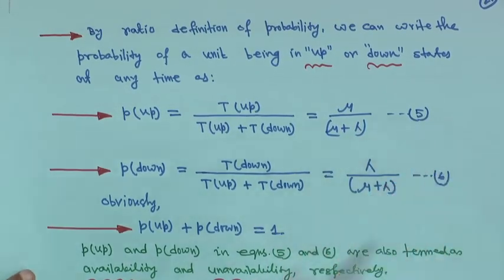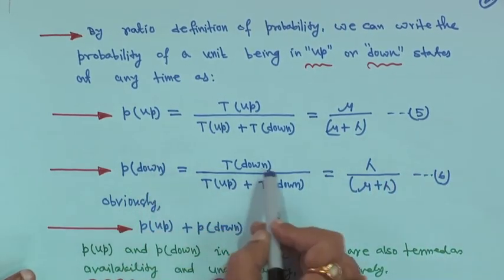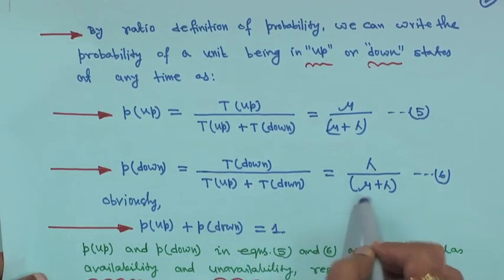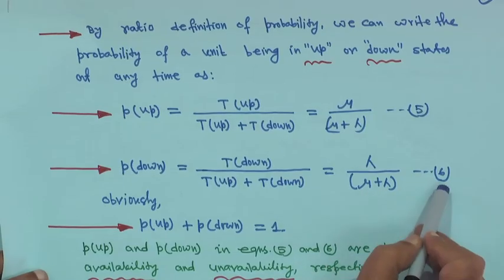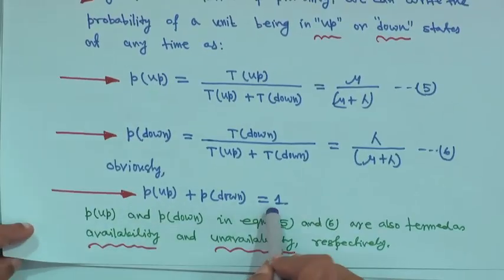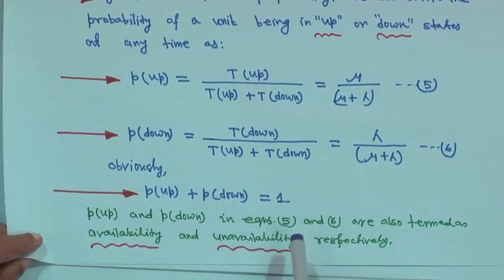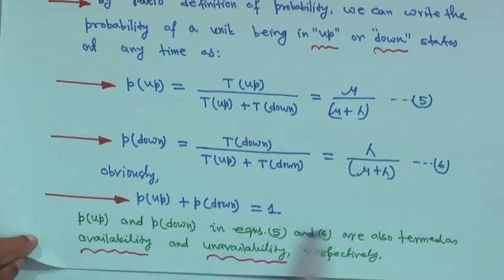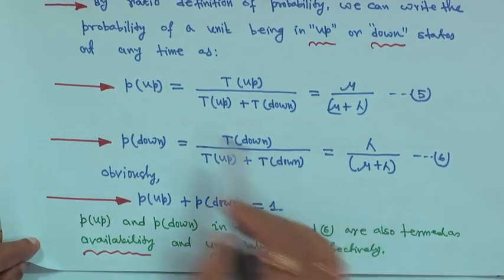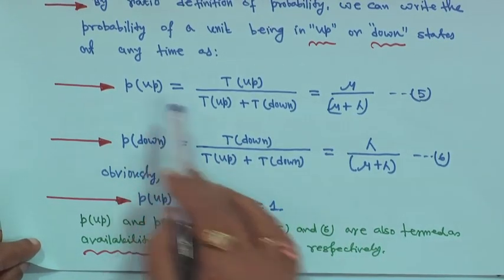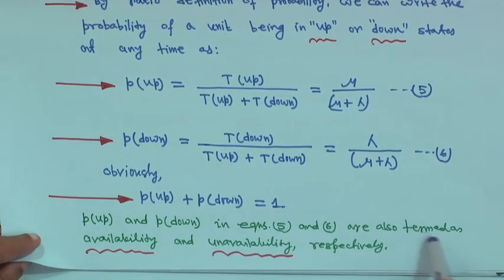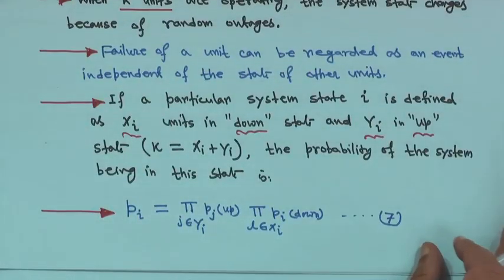This is equation 5, that is probability P up. And P down is simply T down by the total cycle time T up plus T down, it will be lambda upon mu plus lambda. This is equation 6. This is a very simple thing, and then P up plus P down is equal to 1. Total should be 1. Now P up and P down, equations 5 and 6, are also termed as availability and unavailability respectively. This is the probability of the availability, and this is the probability of the unavailability. I have made it simple for you.